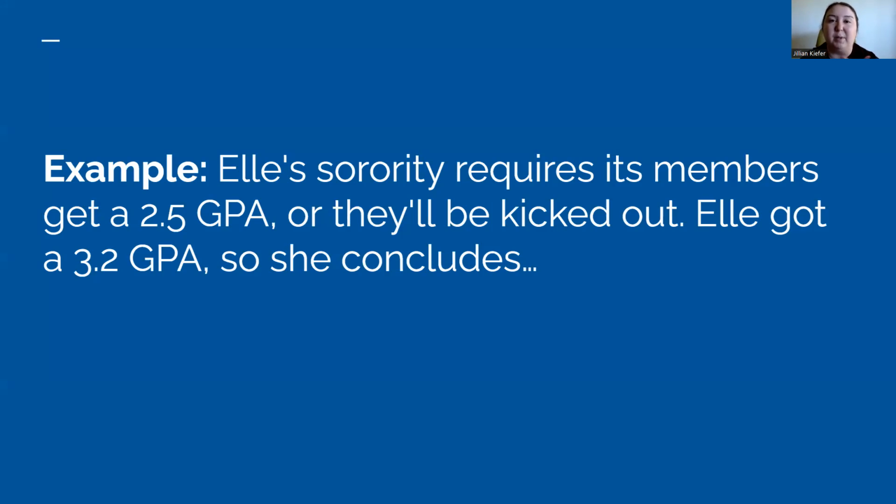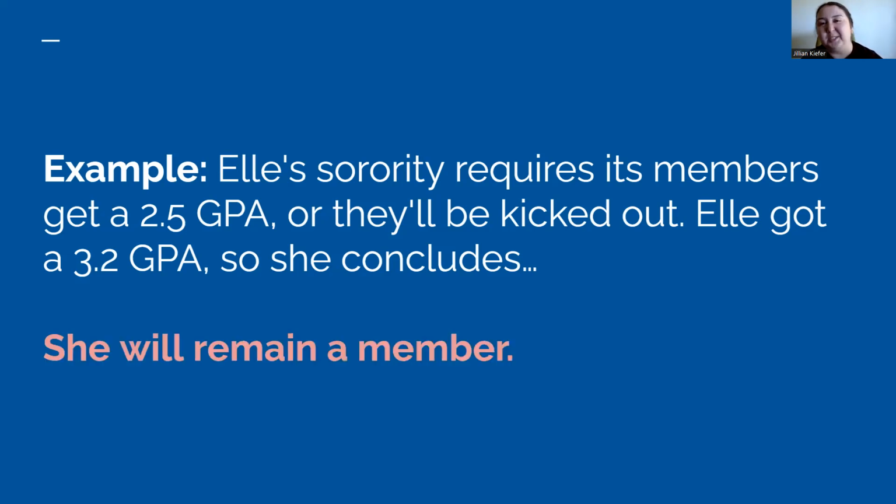So once again here, we have that blanket statement. We have the fact. If you have lower than a 2.5 GPA, you will be kicked out. The assumption is that if you have higher than that, you don't get kicked out. So in this case, if L ended up getting a 3.2 GPA and all that was required was a 2.5, we can assume that she's going to remain a member. She's not getting kicked out. If she had a 2.1 GPA, then that would mean, yes, she is getting kicked out. So deductive reasoning was going from a fact or a statement and making that conclusion based on your fact or statement.